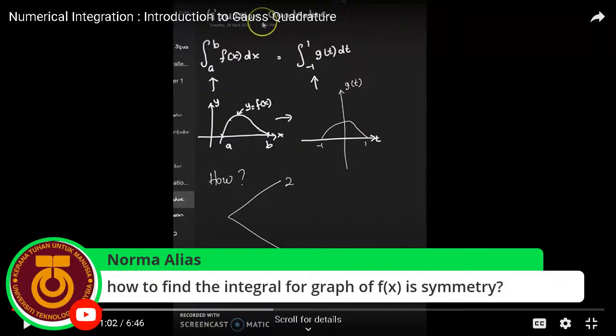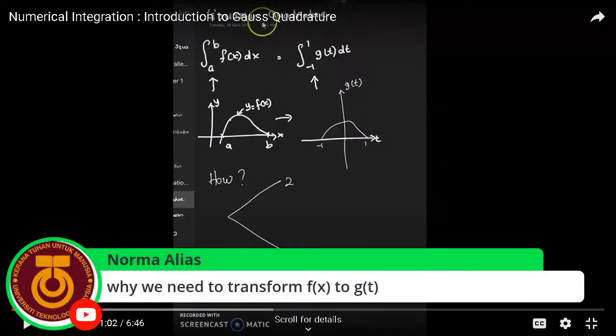Why do we need to transform the domain from f(x) to g(t)? This is my question. Why do we need to transform the domain from between a and b to between negative 1 and 1? This is my question.